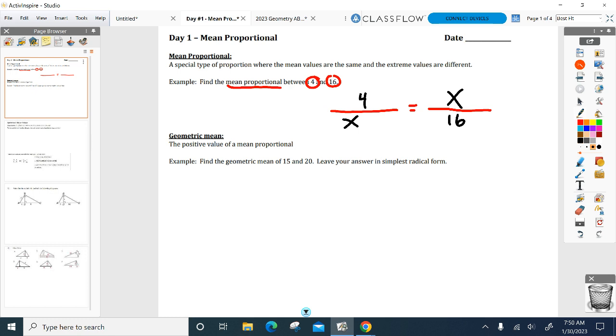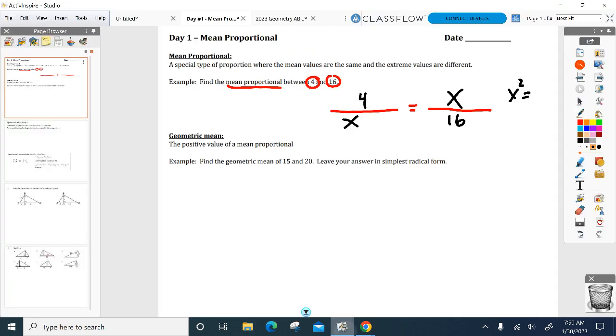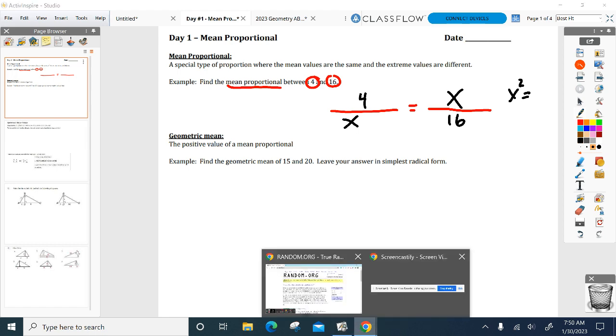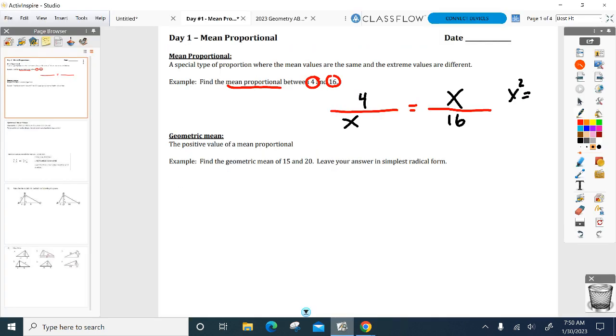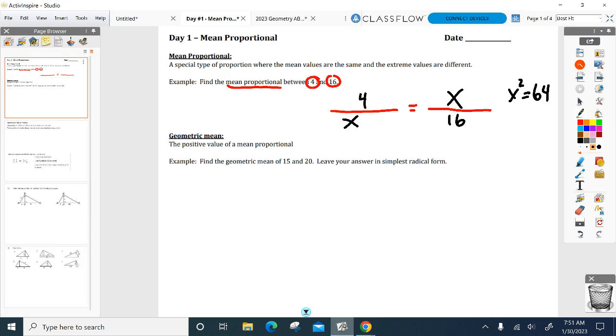X squared equals 4 times 16, which is 64. And now how do I get that squared out of there? A little algebra work. Take the square root of both sides. Yep. So x equals 8, but that's only half credit.